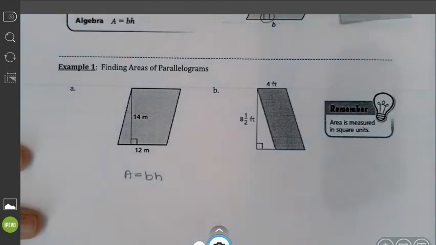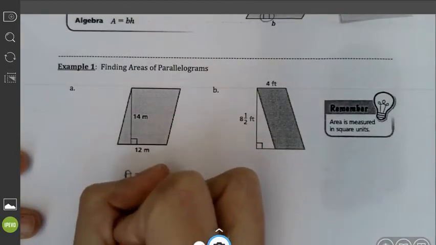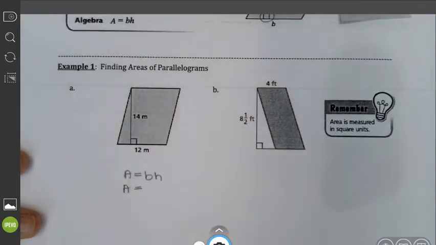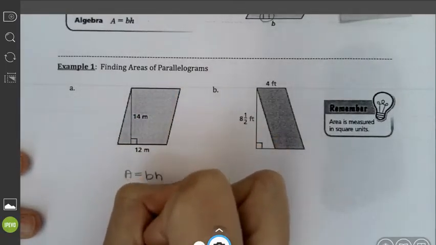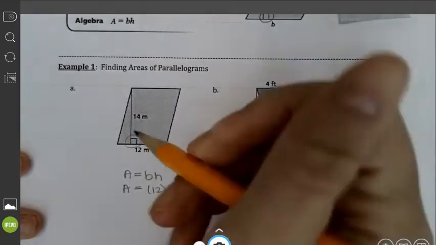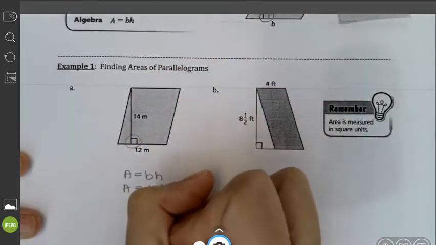That's my first step. Second step is to plug in your base and your height, or whatever numbers you are given. In this case, I am given a base of 12, and I look for that right angle to determine what the height is.